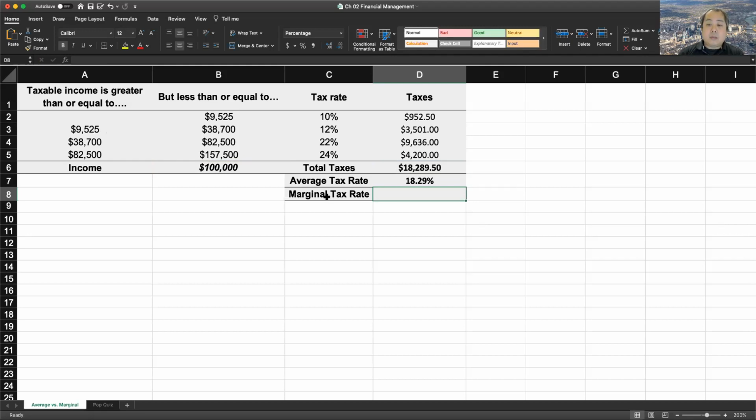Now, the marginal tax rate is the tax rate that is applicable to the next dollars, additional income, so the $100,001, which is in this range right here. So it will be a 24% marginal tax rate. Okay, so that's how to calculate total taxes, average tax rate, and marginal tax rate.